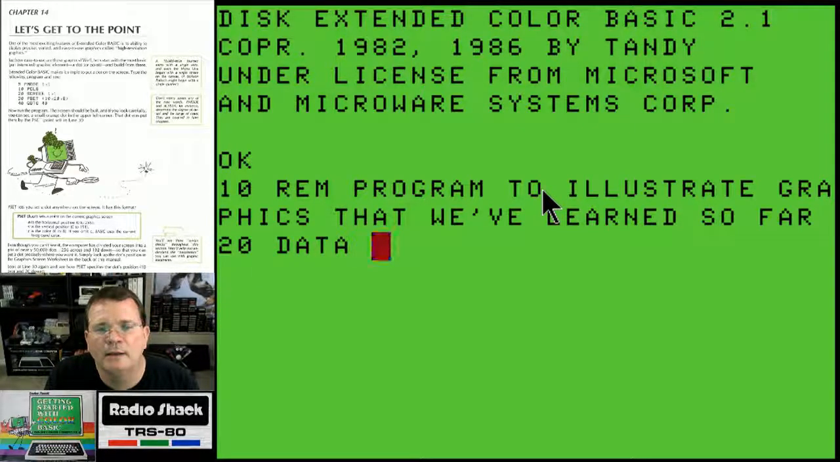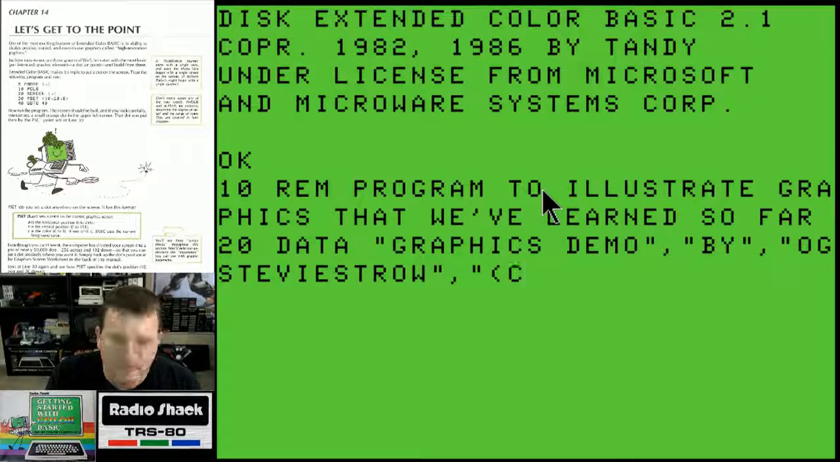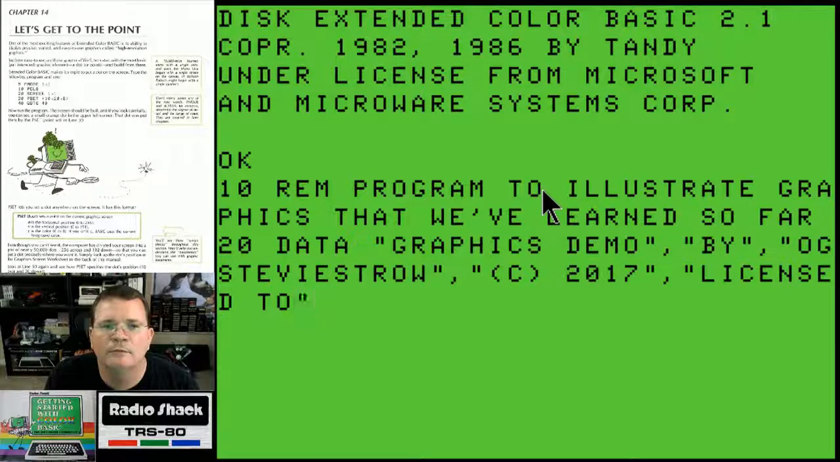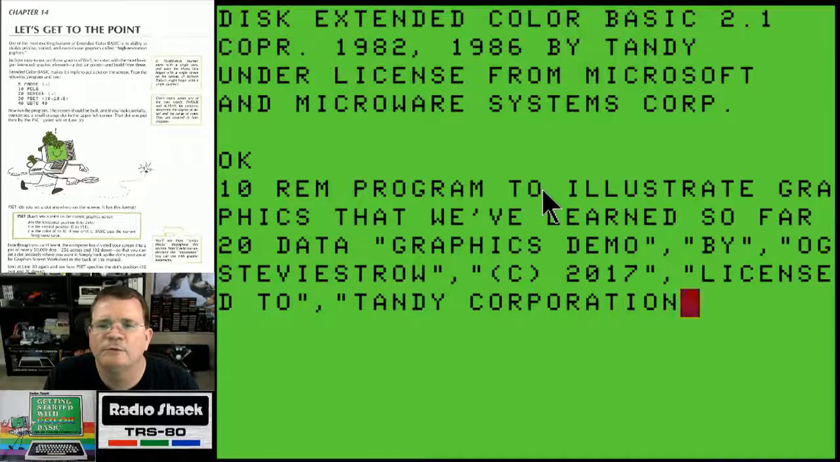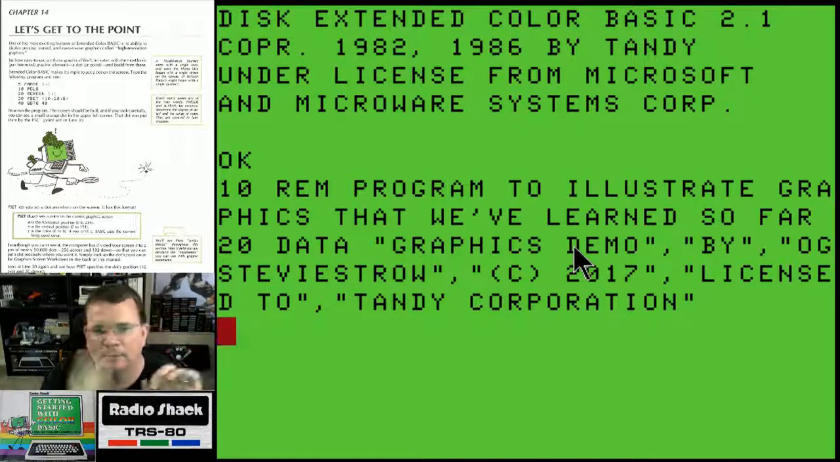So line 20, I'm going to say DATA: graphics demo, comma, by, comma, OG Stevie Stroh, comma, copyright 2017, comma, licensed to, comma, Tandy Corporation. Okay, which is a lie, right? But who cares, right? So how many data things do I have here? Graphics demo, by, OG Stevie Stroh, copyright 2017, licensed to, Tandy Corporation. So that's 6.